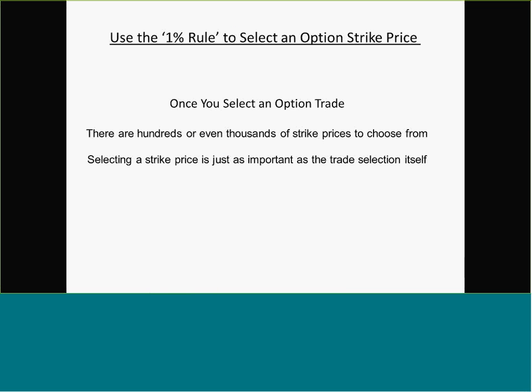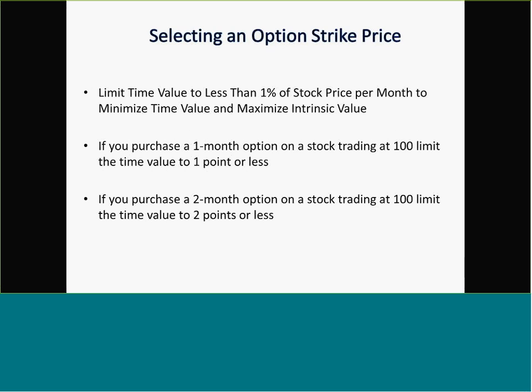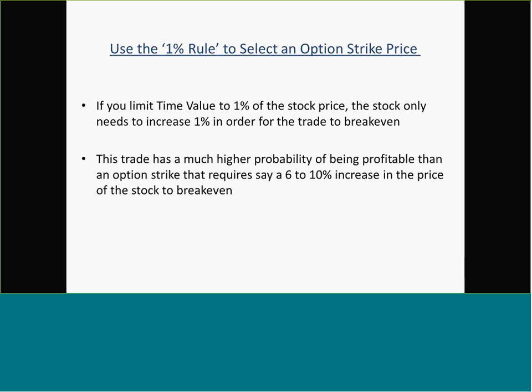And we also use the 1% rule to select an option strike price. Let's say you want to take a trade in Apple, there could be hundreds or even thousands of strike prices to choose from. So we use this 1% rule to select the option strike price. With the 1% rule, we limit the time value of the option to 1% of the stock price. So the stock only needs to increase 1% in order for that trade to break even.